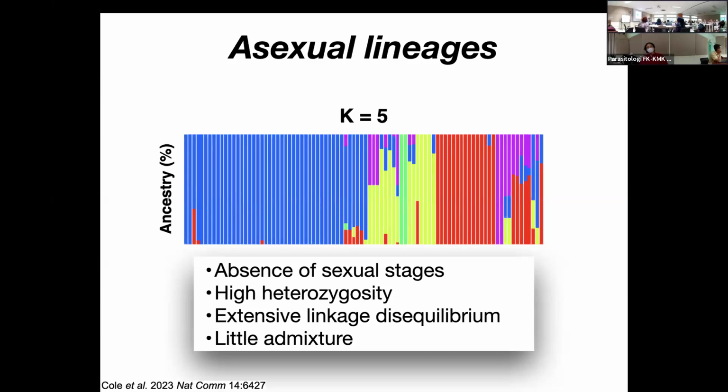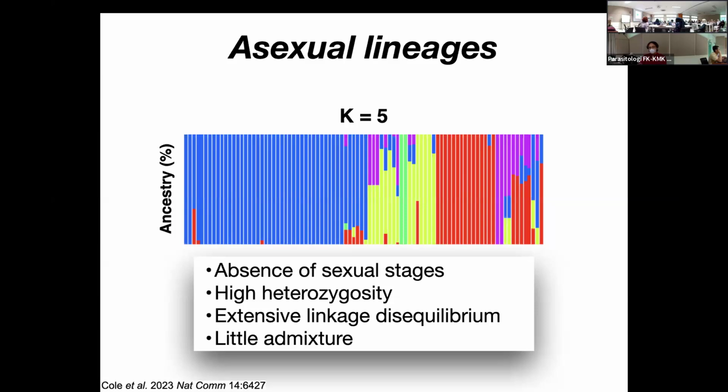We also have extensive linkage disequilibrium, so that is linkage between markers because there's no sexual reproduction, no meiosis breaking that up. We have little admixture. So these asexual lineages, these parasites that are Strongyloides ratti, exist as lots of different genotypes of Strongyloides spread over the rat population, but they aren't mixing by sexual reproduction because they're asexual. This has some consequences with population genetic structure.